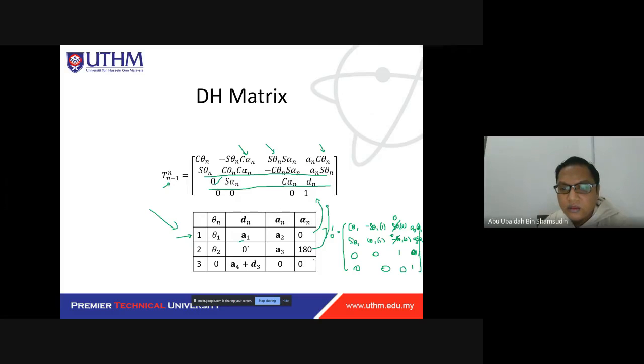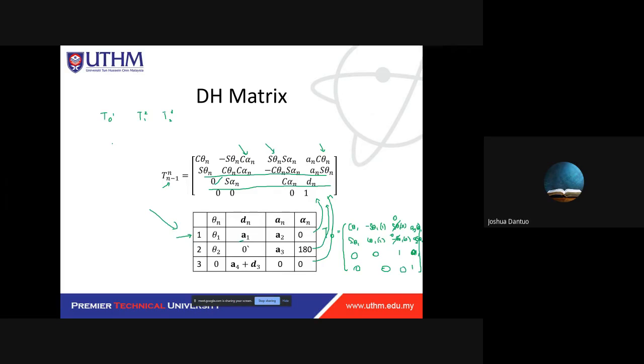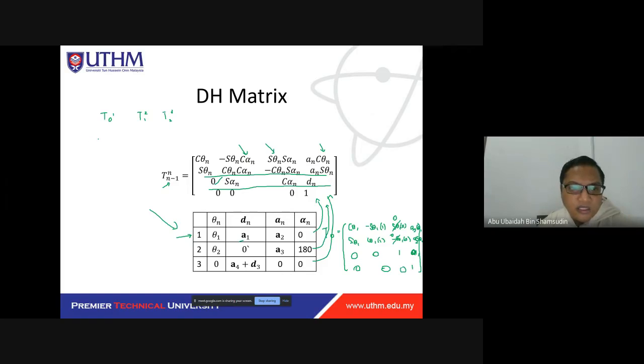Okay. Then you will have three matrices. They will become T01, then you have T12, and T23. If you want to get your forward kinematics, what you need to do as before is just multiply everything. First you multiply T01 with T12. You get T02.